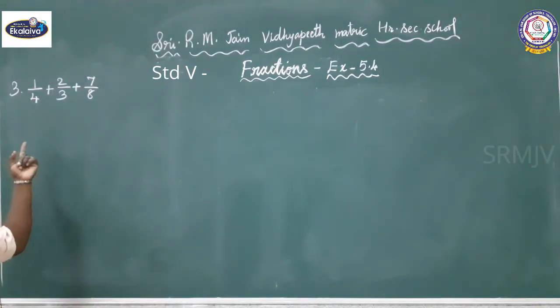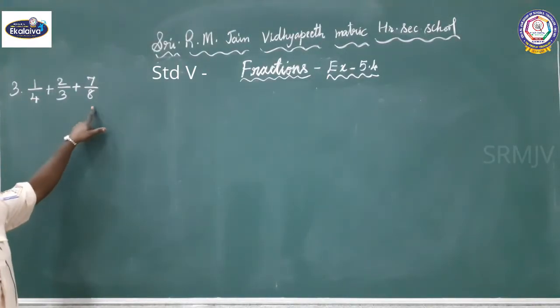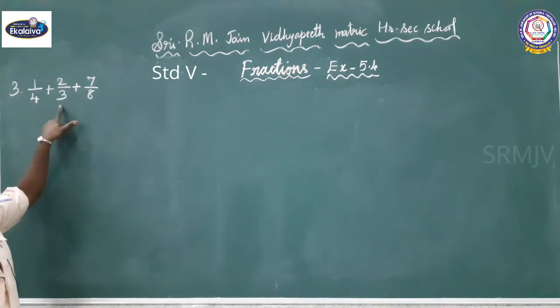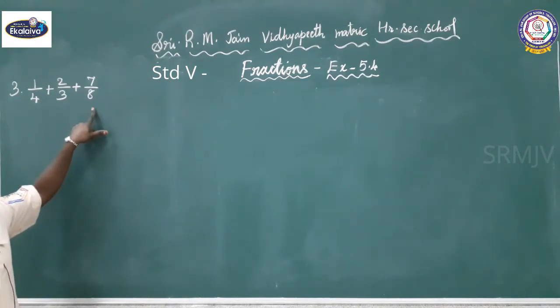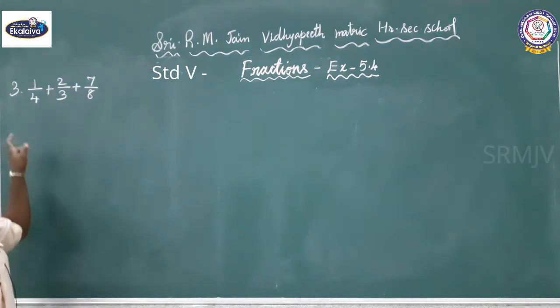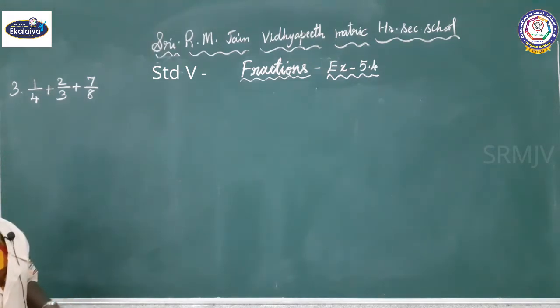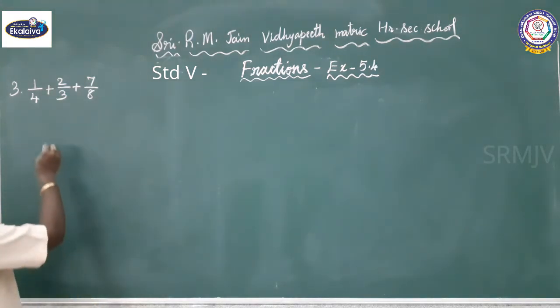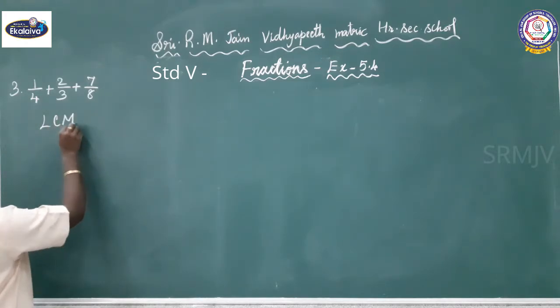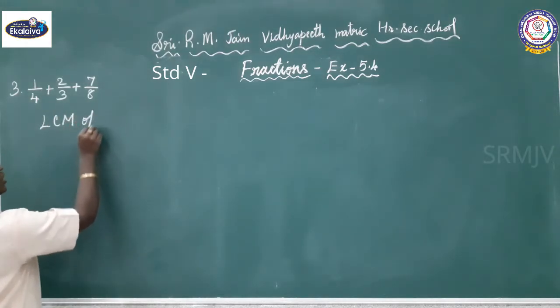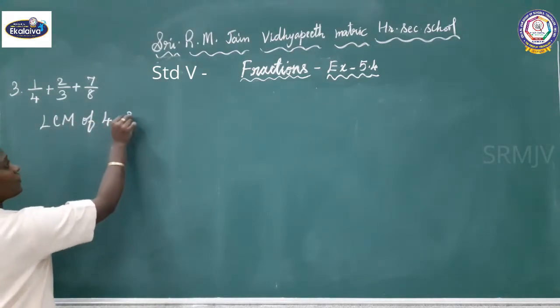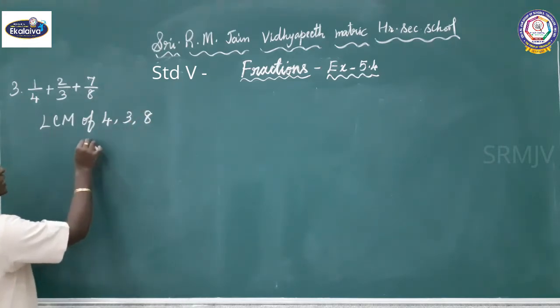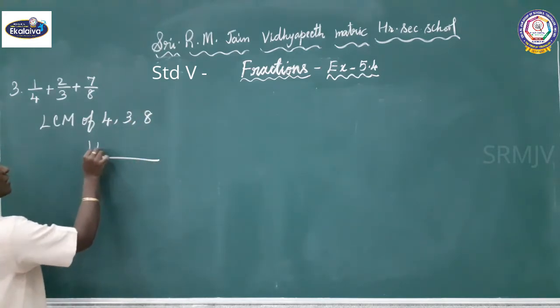The next question is 1 by 4 plus 2 by 3 plus 7 by 8. These fractions are unlike fractions. The denominators are different. So first we have to convert it into like fractions by finding LCM. Now we are going to find the LCM of the denominator numbers 4, 3 and 8. For this we have to use L division method.